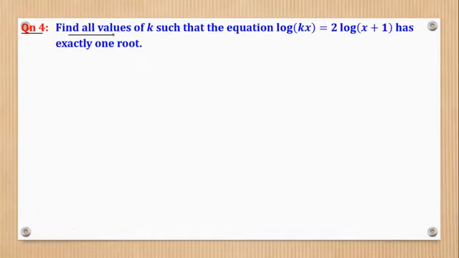Then question 4, find all values of k such that the equation this has exactly one root. So this was beyond you, but yeah, it's better that I give it to you so that next time, if it comes in the math contest, you can deal with it. So this is what was given.